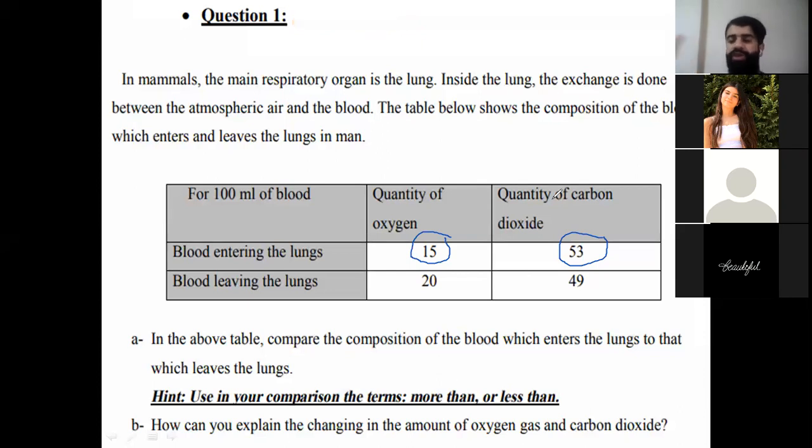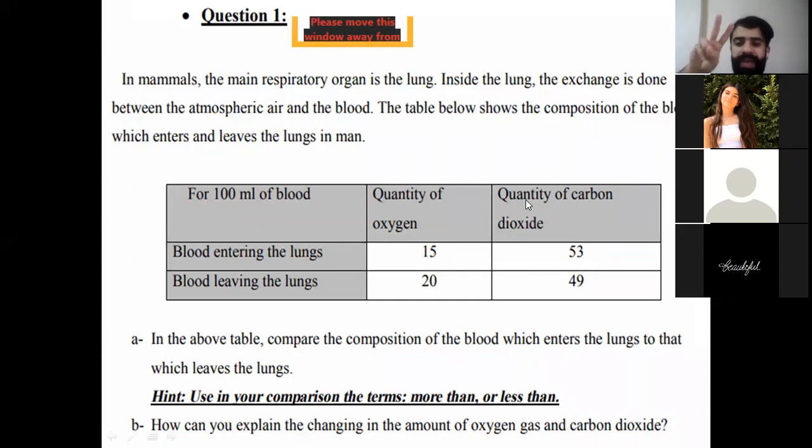So you can't compare oxygen to carbon dioxide. We can't compare this. So here we solve the first part, which is the comparison. Let's move to the second part, part B. How can you explain the change in the amount of oxygen?